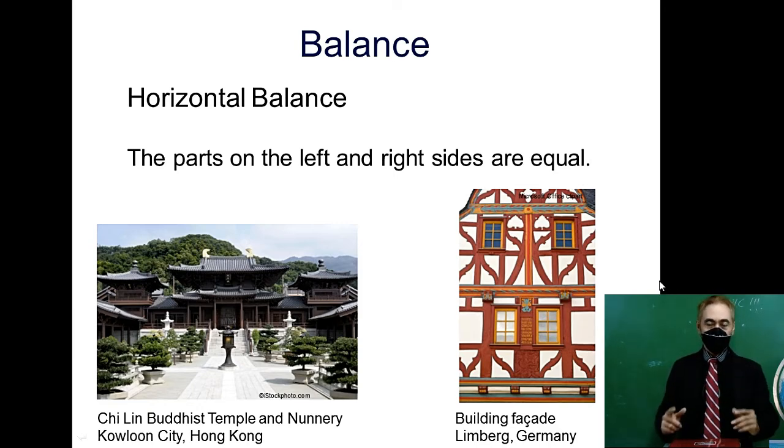Horizontal balance: the parts of the left and the right sides are equal. Example here, the Buddhist temple, where the left and right sides of this building or temple are equal in measurement and in shape or form.